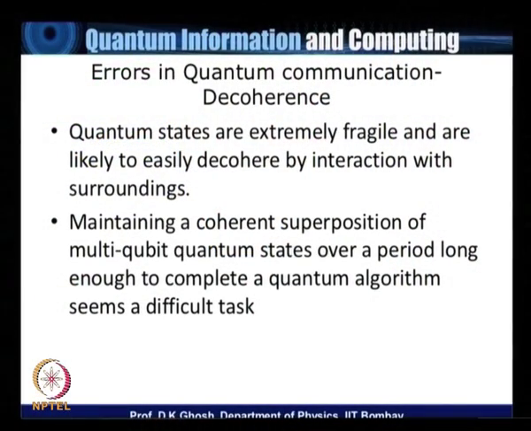For instance, the simplest example is a qubit which is, let us say, 0 plus 1 by square root of 2, or there could be a relative complex phase between them. But supposing this 0 plus 1 by square root of 2, because of noise and interaction with the surrounding, becomes 0 minus 1 by square root of 2, then we have a problem. Now, maintaining coherent superposition of multiple qubits over a period long enough to complete a quantum algorithm happens to be a very difficult task.